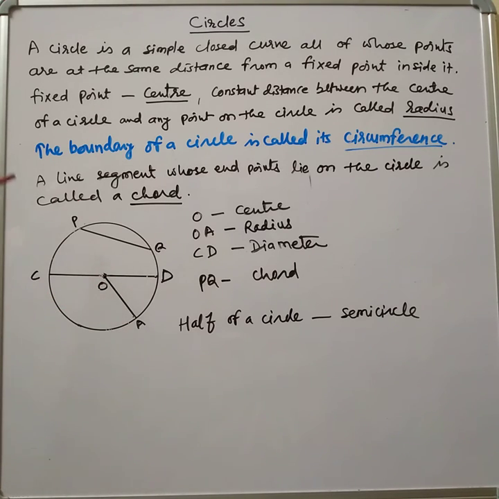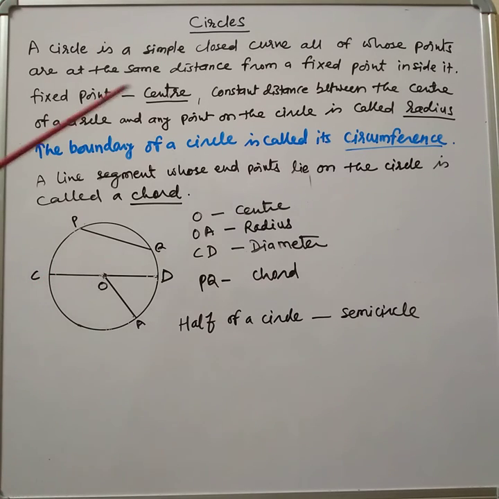Now we have seen that a line segment whose endpoints lie on the circle is called a chord. See here, a diameter is also a chord, but it passes through the center of the circle. So a diameter can also be called a chord, and it is the longest chord of the circle.